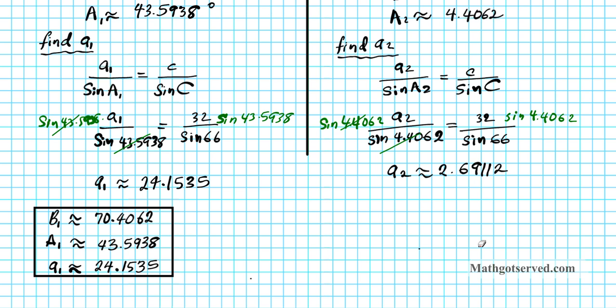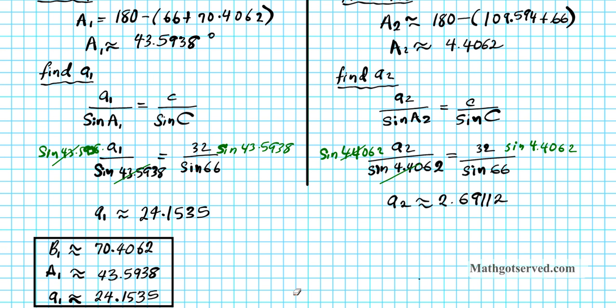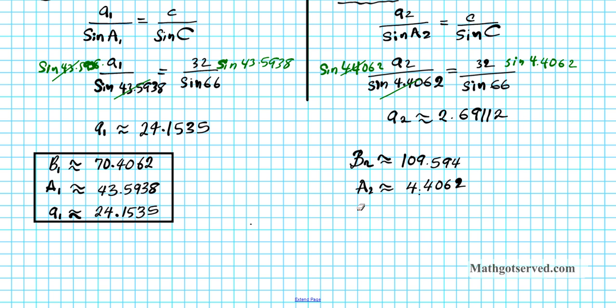So that's all we have to find. So let's organize our answers into a nice list. Big B2 is approximately 109.594. Big A2 is approximately 4.4062. Remember on the test, 3 decimal places is sufficient, okay? And then a2 is approximately 2.691. All right, so there goes your final answer.